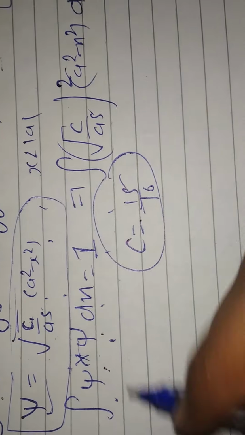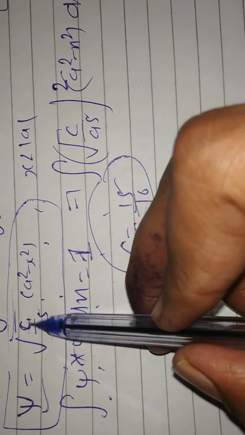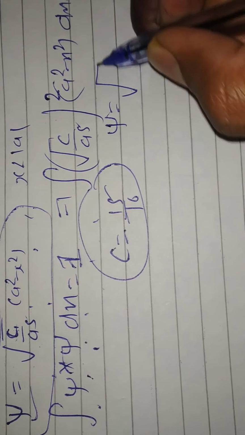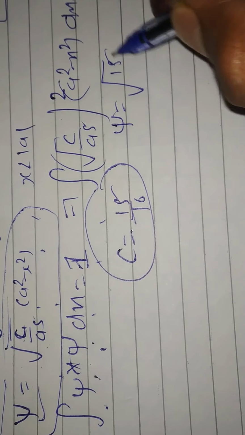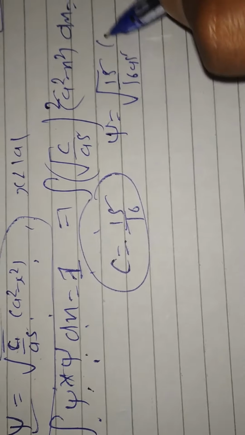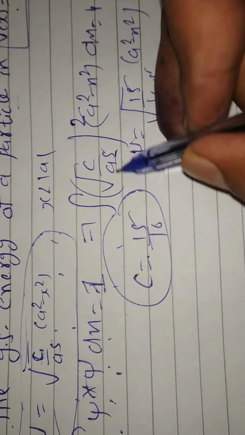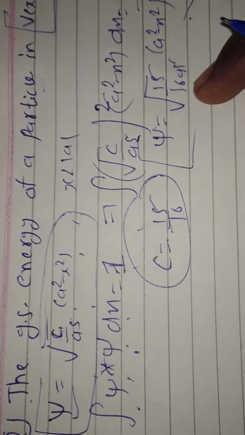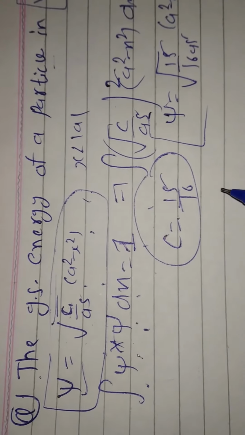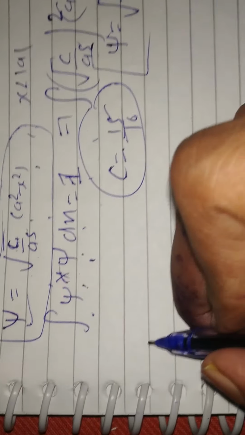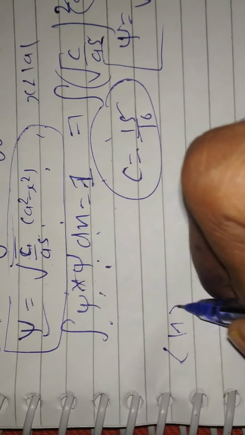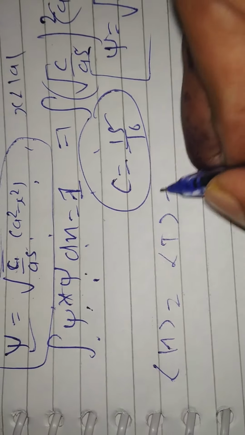Now your function will be psi, putting the C value, root of 15 upon 16 a^5, times (a square minus x square). That will be your normalized wave function. Now the second step was we need to find the expectation value of H. So we need T and V, the kinetic energy and potential energy.